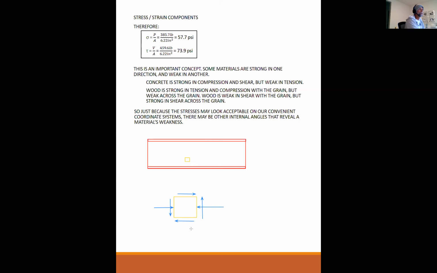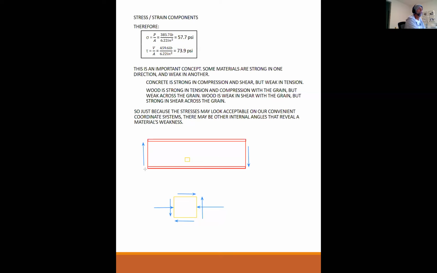And I may or may not have compression or tension in the vertical direction. So first we have to learn how to get this shear stress and how to derive this normal stress. We don't have those tools yet, and so we're building up to that. We're going to learn how to do shear and moment diagrams so that we know what the shear is on the whole global structure.